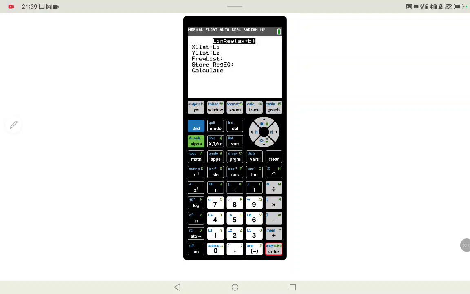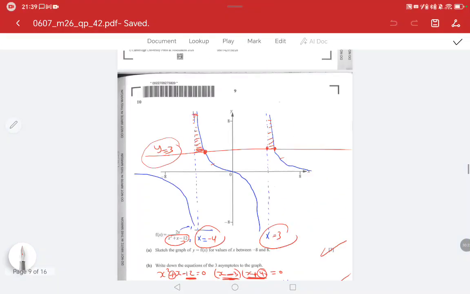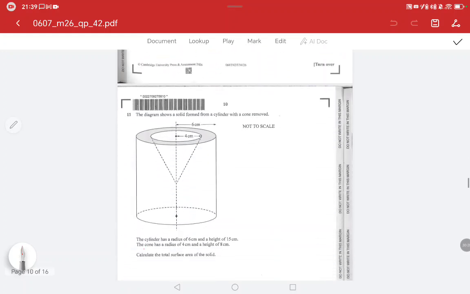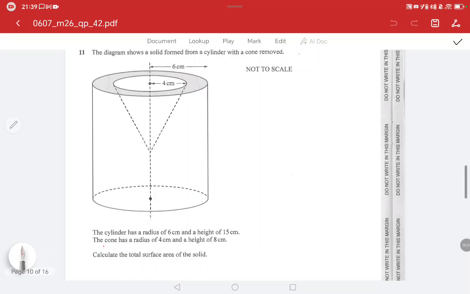This is the second type of question you can find in the exam using the calculator. So please take care about this one because you may find it in the exam. Okay, we don't need this one now. Let's see how we can solve the next one. Question 11. This question is talking about the total surface area.